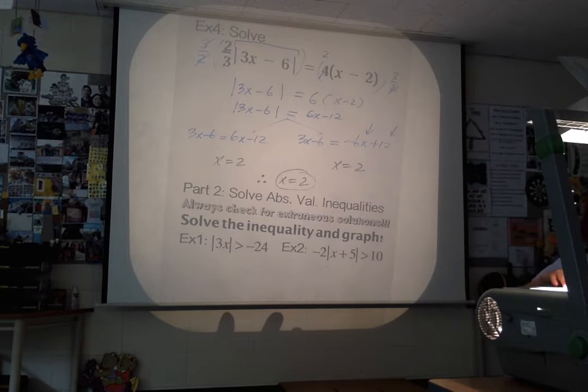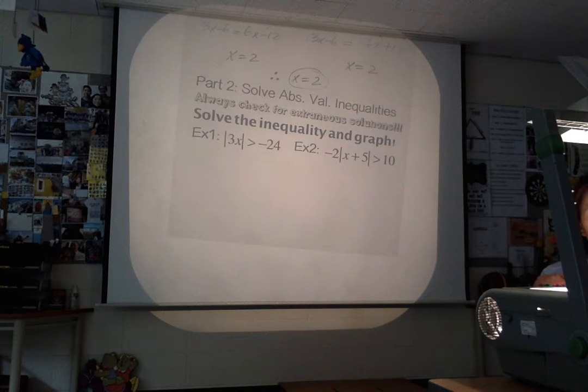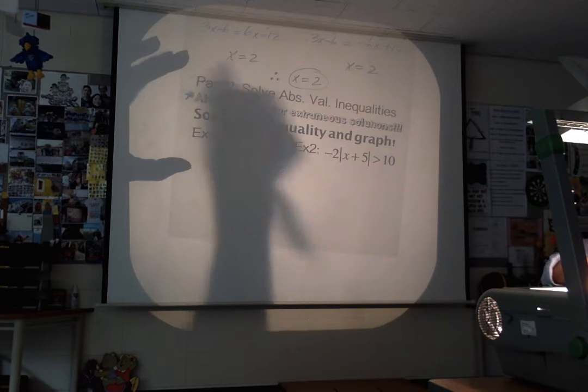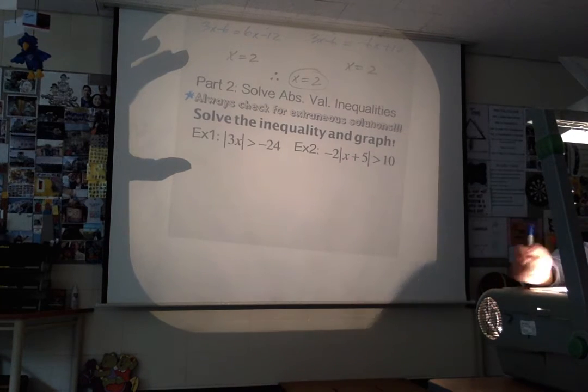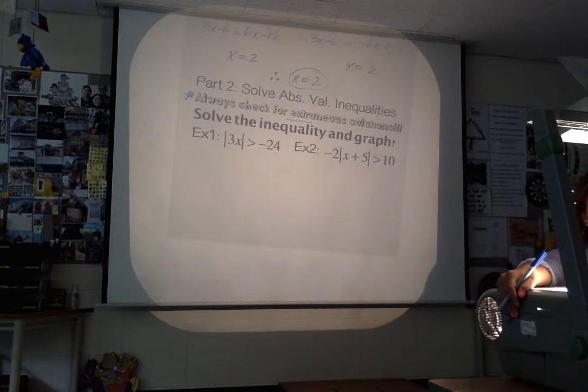All right, can we move on to part 2? Make sure you stop the video at any time if you need assistance, okay? Or you need to slow down. Make sure you try to digest everything before moving on. Part 2 is solving absolute value inequalities. But remember, always check for extraneous solutions. Extra, that means there might be solutions that you actually solve for, but may not work, okay? Solve the inequality and graph.